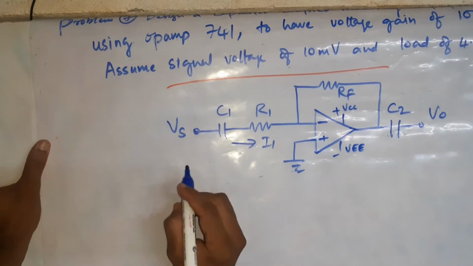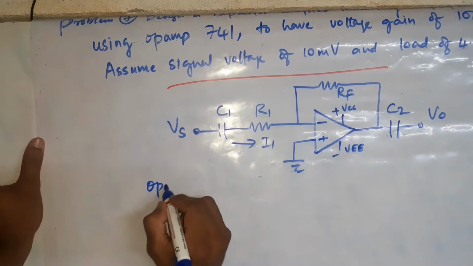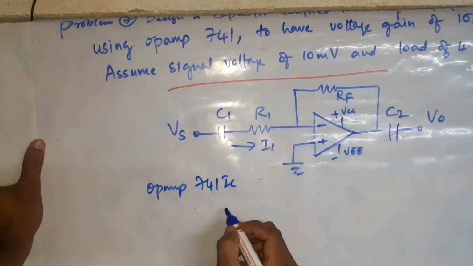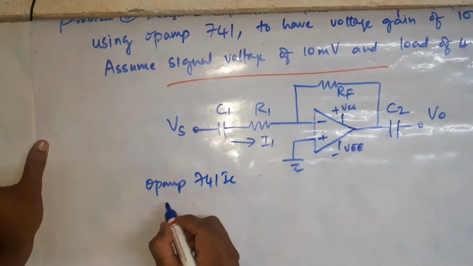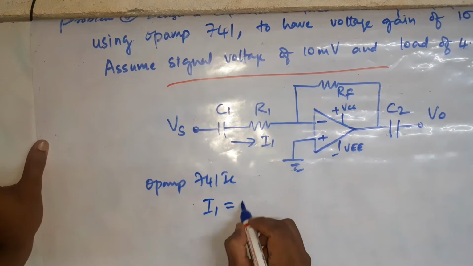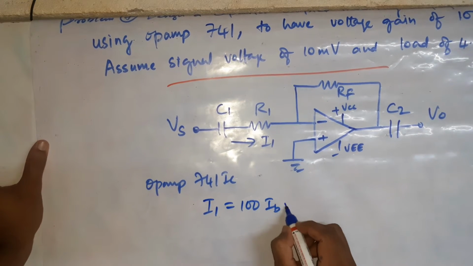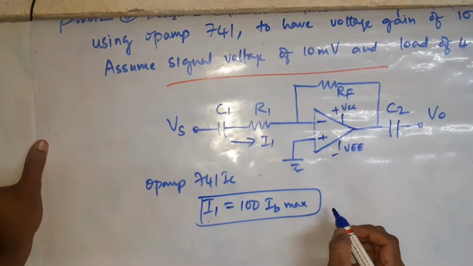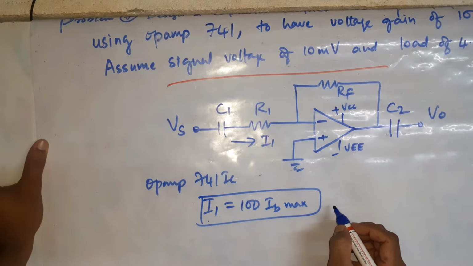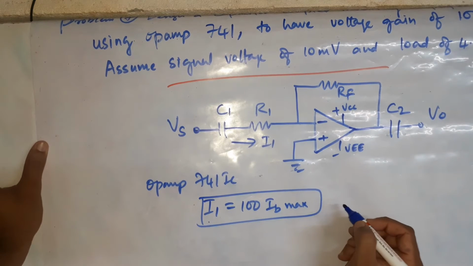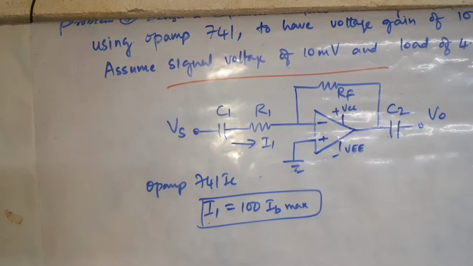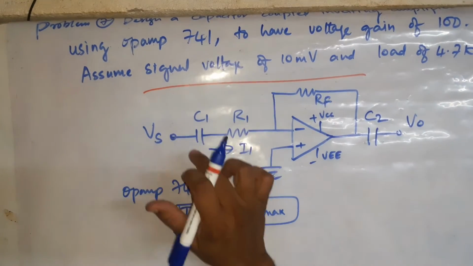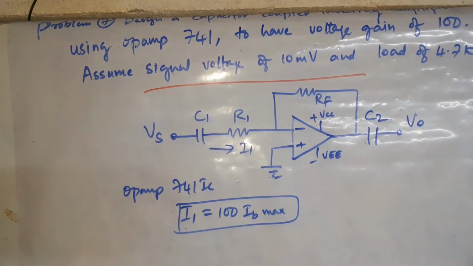Now, important things for op-amp 741 IC. That is, I1 current will be 100 times of IB max. Okay, you need to remember this. Fine. What else do we require to calculate? We require I1 because we require to find R1, C1, RF, C2. Everything we have to find.